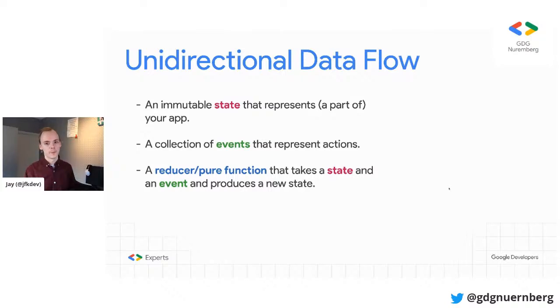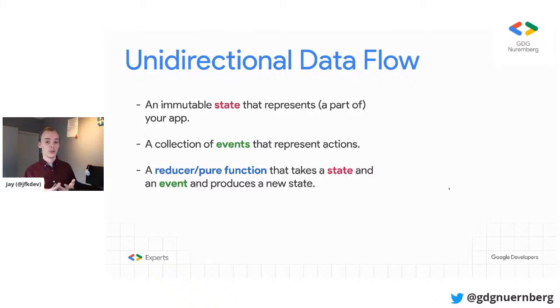So, for example, that could mean that we have a state which is a number, a counter in this example, and an event that says increment. The pure function, the reducer, might take that state, the counter, the integer, and the event, and sees this event says increment counter.